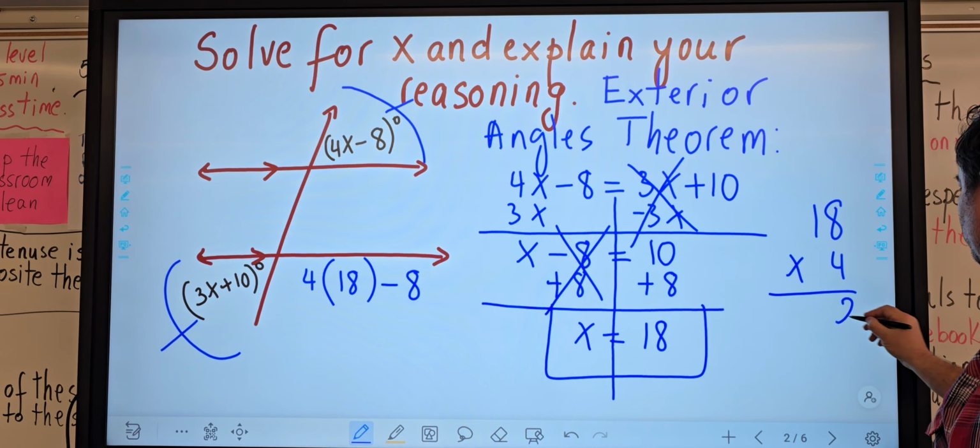Let's continue today to solve for x and explain our reasoning when two parallel lines are crossed by a transversal. In this case, we have this angle over here, and we have this angle over here. And here we can use the exterior angles theorem.